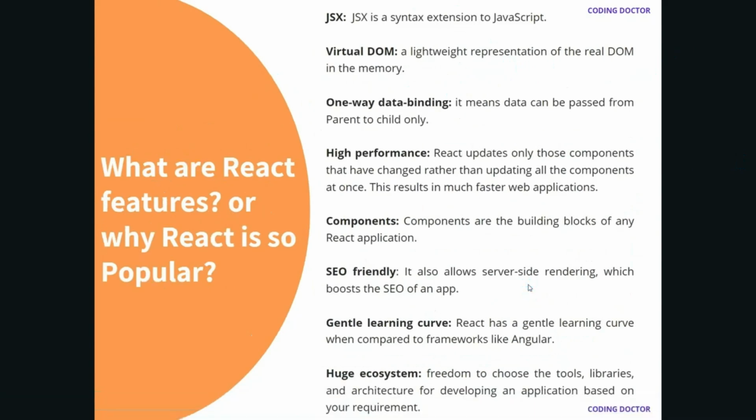What are React features, or why is React so popular? There are so many reasons why React is popular. It uses JSX, it uses virtual DOM, and one-way data binding. That means data can only be passed from parent to child. It has high performance. It has the components concept, which is the building block of any React application. It is SEO friendly, has a gentle learning curve, and a strong ecosystem.